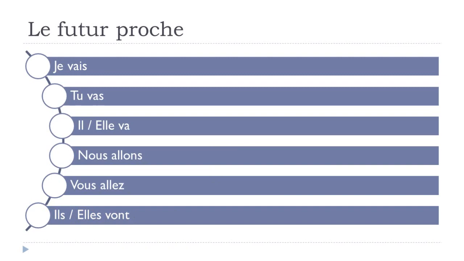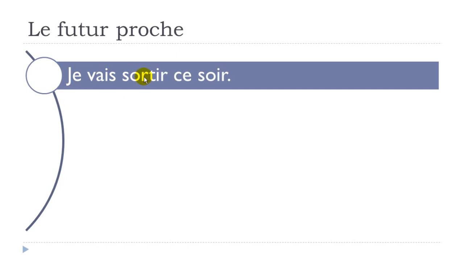And the first one, je vais sortir ce soir. Sortir is to go out, ce soir, this evening, okay? So, I am going to go out this evening, sounds strange in English, but in French, well, it's quite possible here. Je vais sortir ce soir.